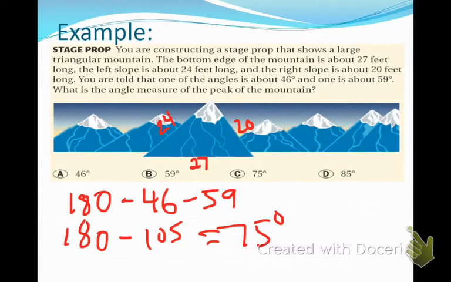All right. 75 is the largest of those three angles. Between 46, 59, and 75, 75 is the largest. We know the largest angle has to go across from the largest side, and the largest side is 27, and that's the peak that is across from it. The peak angle would be 75. All right. Everybody got it? Okay.